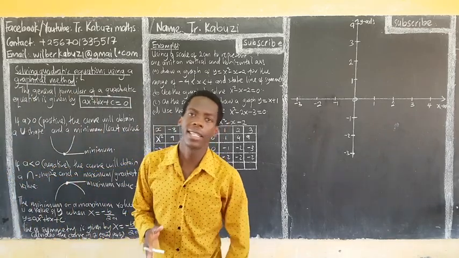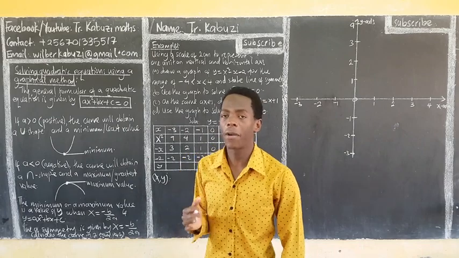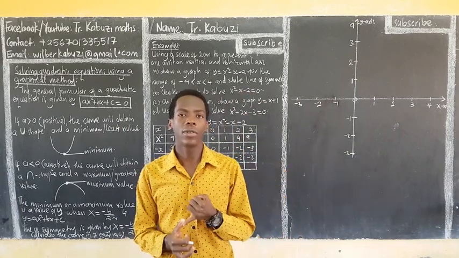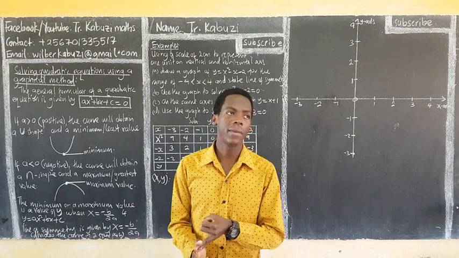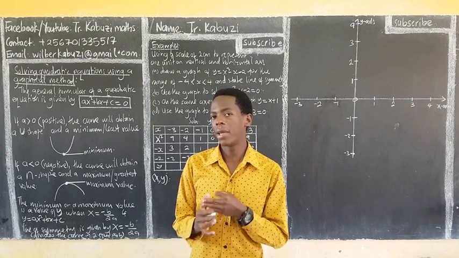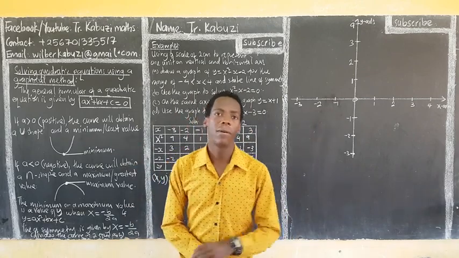Okay, now we must learn to see how we solve quadratic equations using a graphical method. We've seen how we solve them using the completing the square method and the factorization method. Now we are going to see how we solve them using a graphical method.